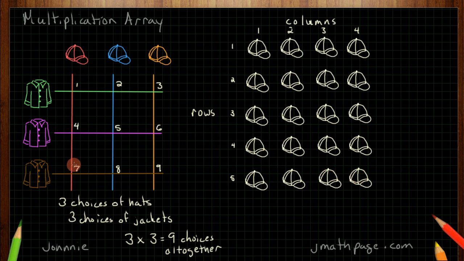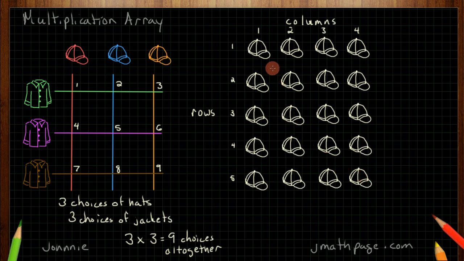Here you can see our columns were different colored hats, and our rows were different colored jackets. Here our columns are numbered. This is the first column, second column, third column, fourth column, and our rows are numbered too, 1, 2, 3, 4, and 5. So the same question we had before, how many hats are there? That all depends on the number of columns and the number of rows.